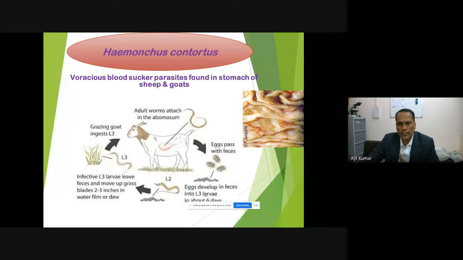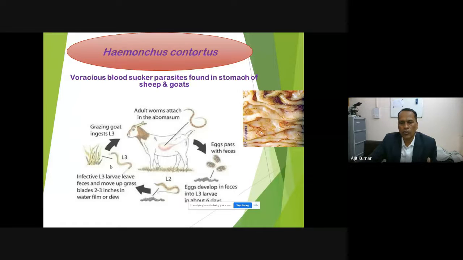Haemonchus contortus eggs are excreted in the environment. Eggs develop into the second stage larva, and in the environment they develop into the third stage larva. During grazing, sheep and goat get the infection by ingestion of the third stage larva. So by managing the pasture, we can control the different parasitic infections.